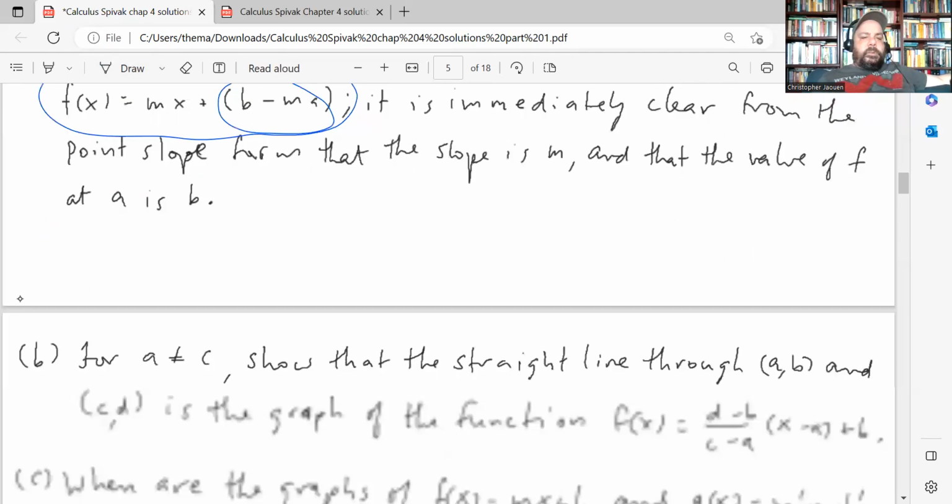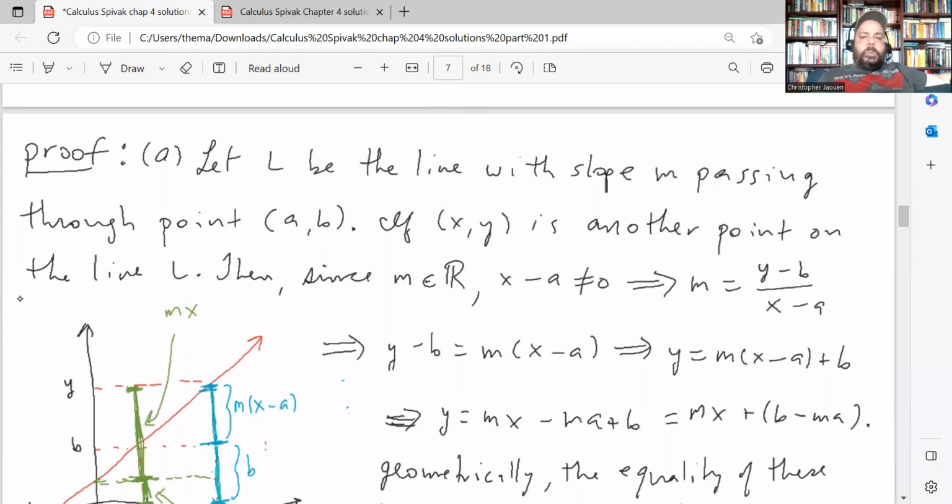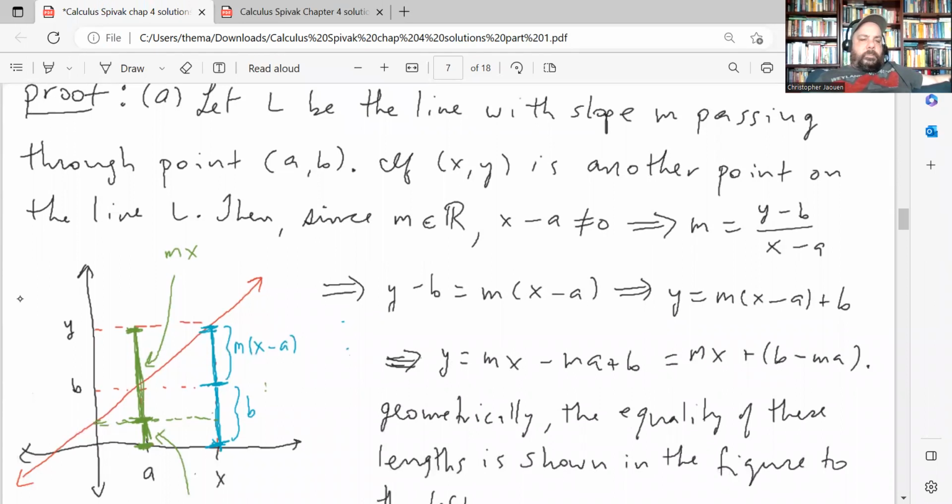So let me scroll down to my solution to part A. Let L be the line with slope m passing through the point (a, b). So here I have the picture drawn. Here, this is the point (a, b), right? And pick any other point on the line. For example, here I'm choosing the point (x, y). Then, since the slope of the line is a real number, meaning the line's not vertical, that means that x minus a is not 0. And from the picture, you can see that m is (y minus b) over (x minus a).